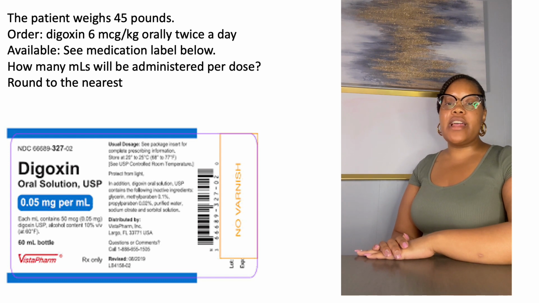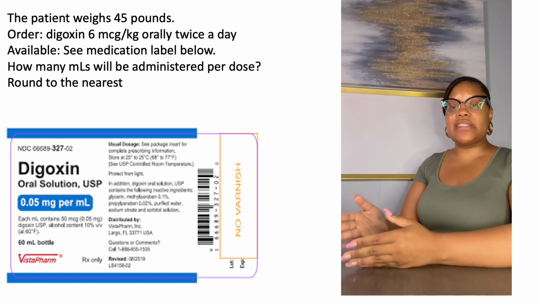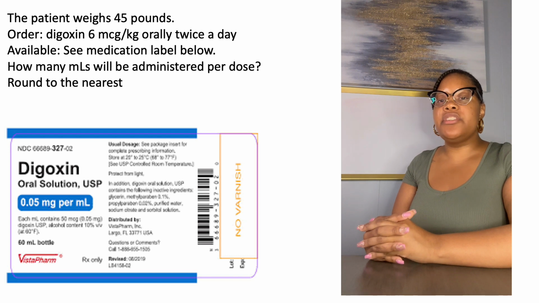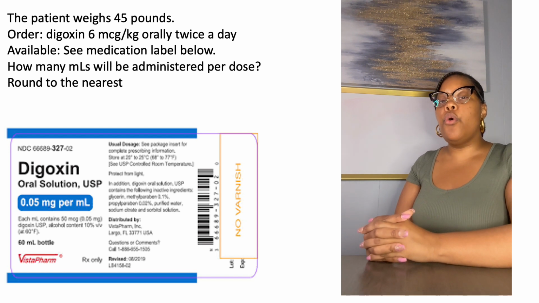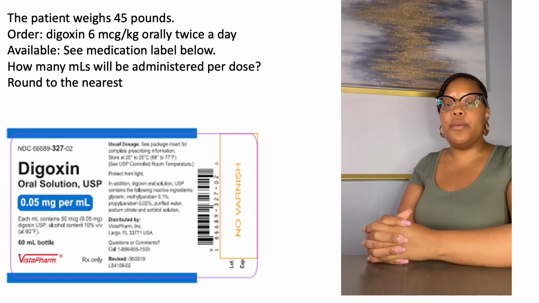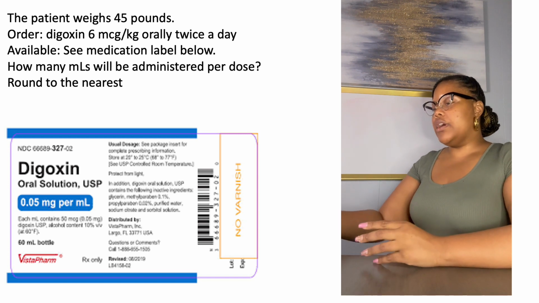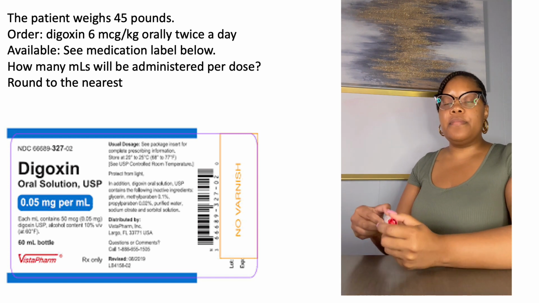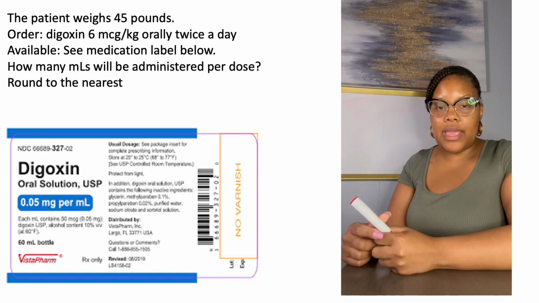All right, so let's look at our first example. We have a digoxin label, and it says that the patient weighs 45 pounds. The order is for digoxin 6 micrograms per kilogram orally twice a day. Available, you want to look at the label, and how many mLs will be administered per dose? Round to the nearest 10th. All right, so first we're going to start off with looking at our label.